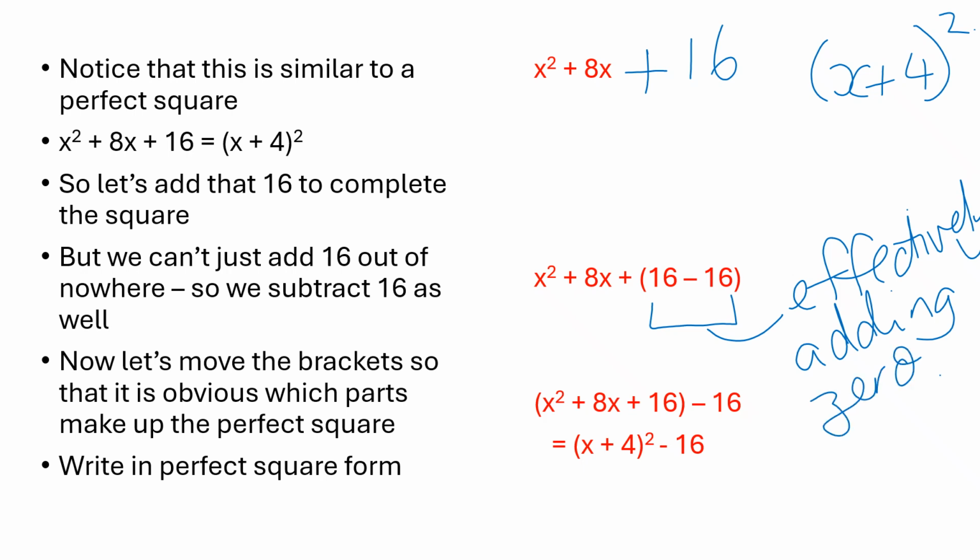Let's then put brackets around it like this to separate out our sections. We can see that this section here is going to form our perfect square, x plus 4 all squared, and we are left with the minus 16 here. And see, we have now put this into turning point form.